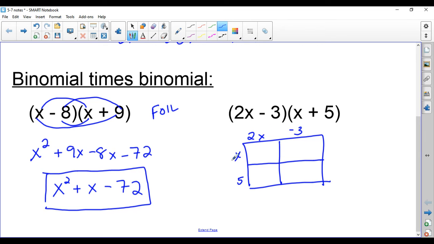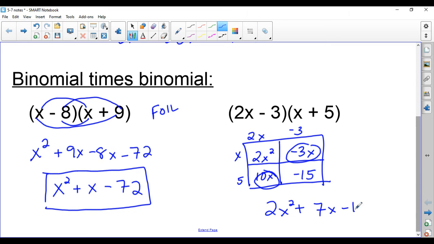Then I multiply 2x times x is 2x squared. X times negative 3 is negative 3x. 5 times 2x is 10x. And 5 times negative 3 is negative 15. Then these are my four terms, just like I wrote the four terms across over there. And I'm going to write my final answer combining any like terms. I have 2x squared. My like terms are the 10x and the negative 3x. 10 minus 3 is 7x. And then I have the minus 15.